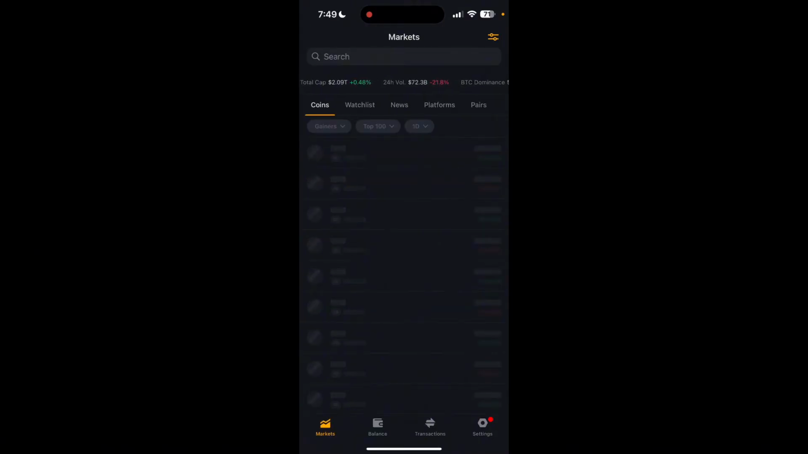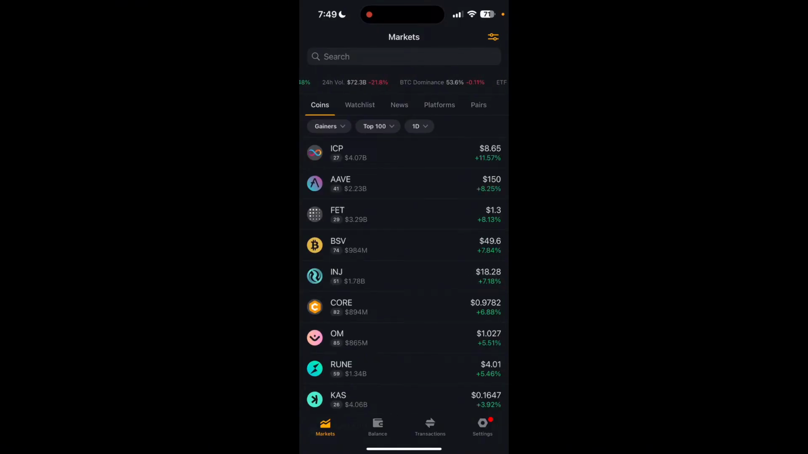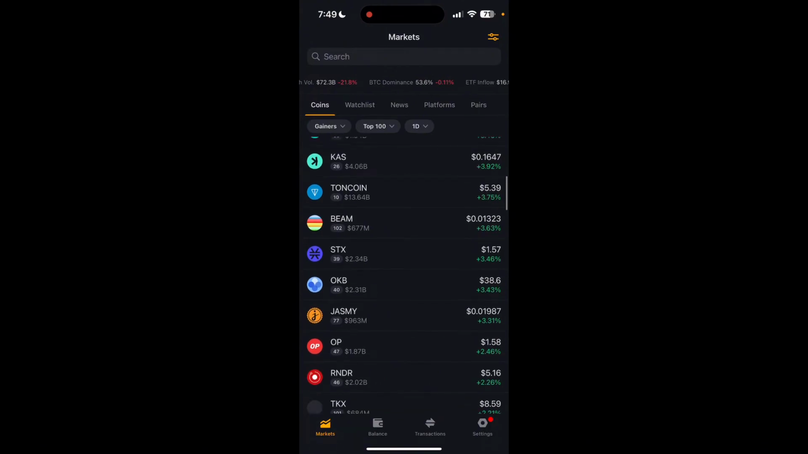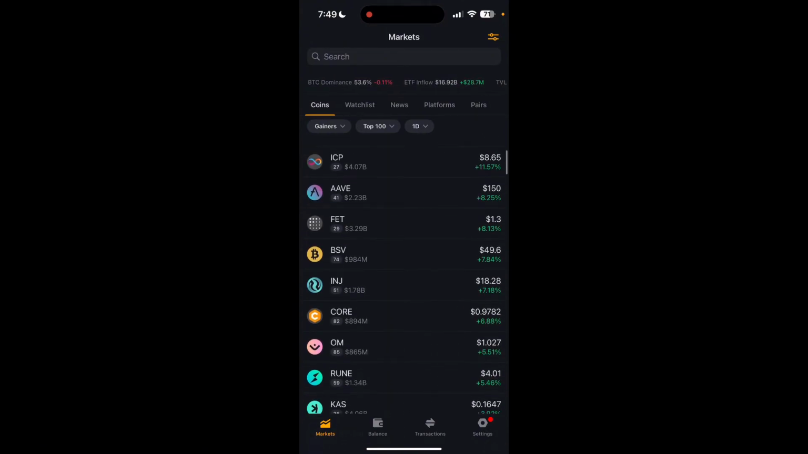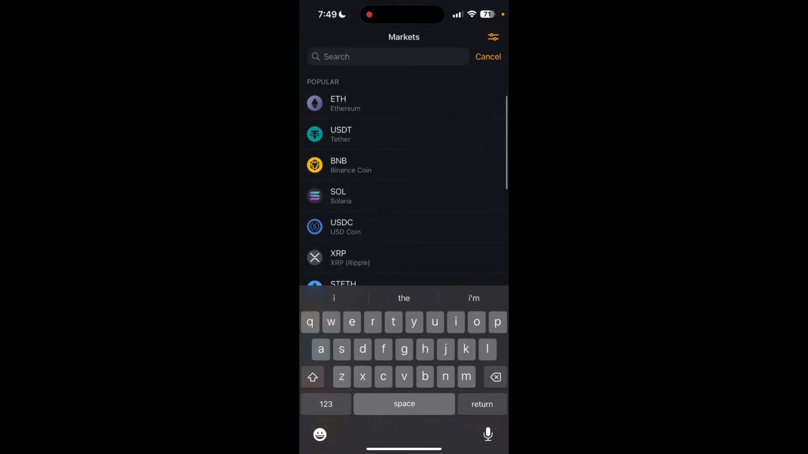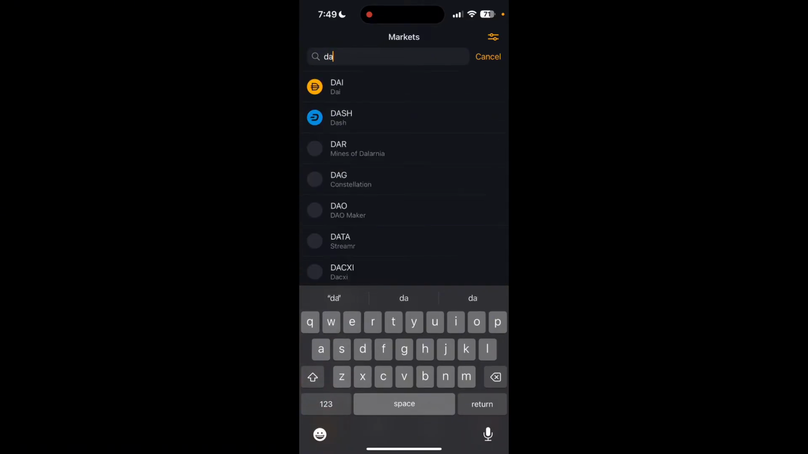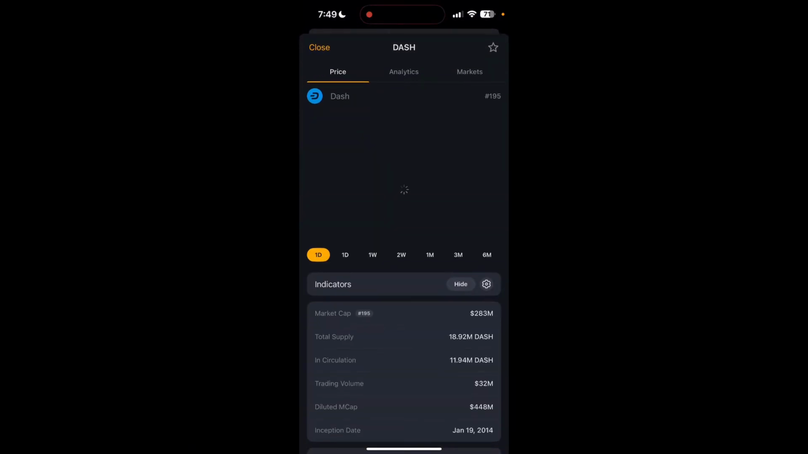In the Market section, you may see a list of cryptocurrencies. Browse through the list or use the search function to find the specific cryptocurrency you want to check the price of. Click on the search tab and type in the name of the cryptocurrency here and select it to see its details.